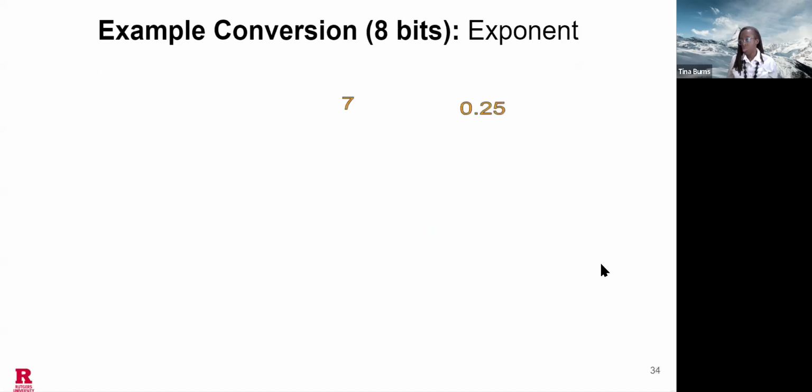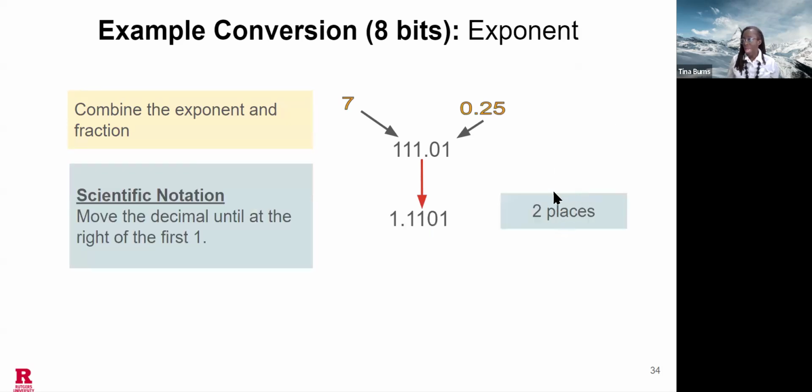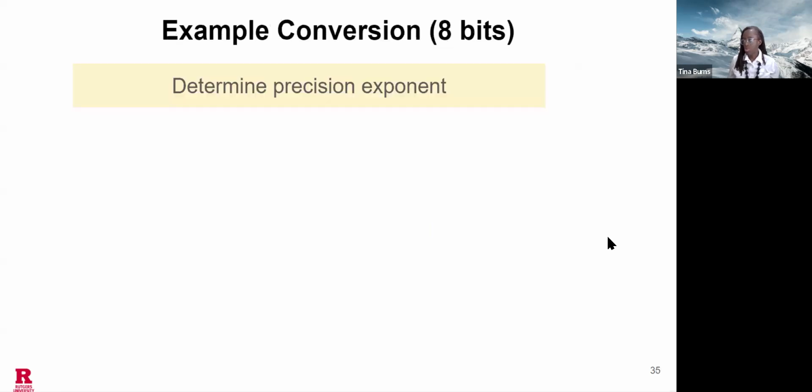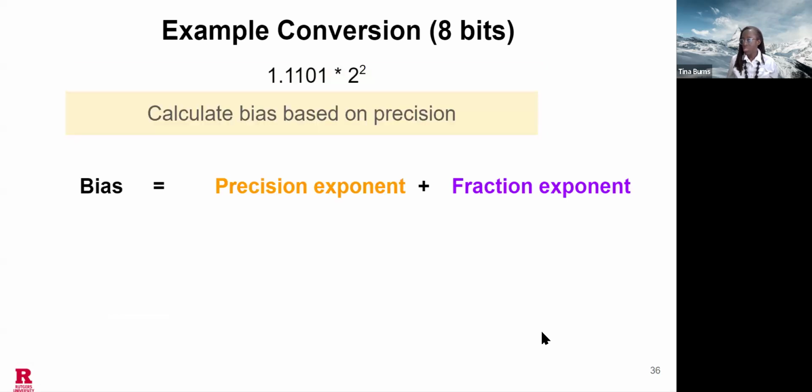It's just 0.01. And when we combine the things, we're left with a very simple binary conversion here. And of course, we still need to move this decimal place over 2 spots so that we can get the scientific notation representation of this number. And then 2 becomes our exponent that we're going to use. Now, the precision for this, again, our n, right, is 3. So it's 3 minus 1, which gives us 2. 2 to the power of 2 is 4. 4 minus 1 is 3. So our precision exponent is 4. And we can use that to then determine our bias.